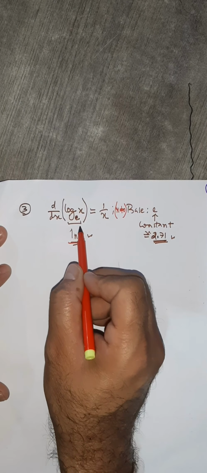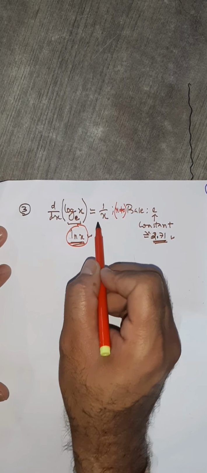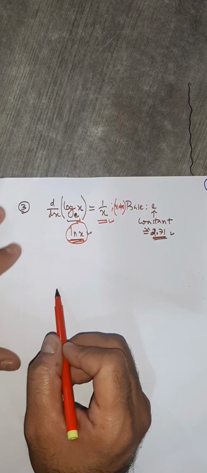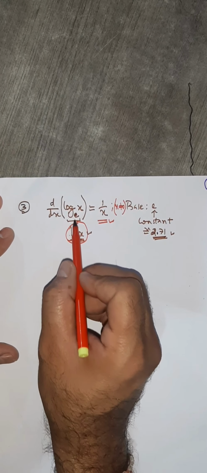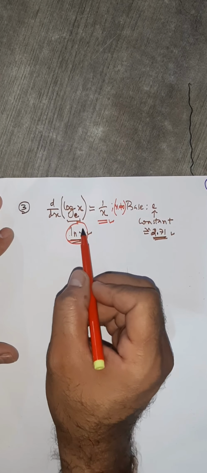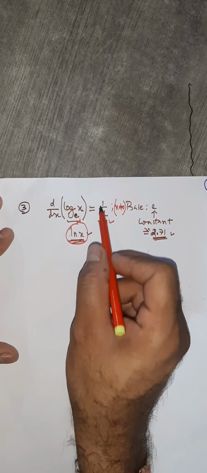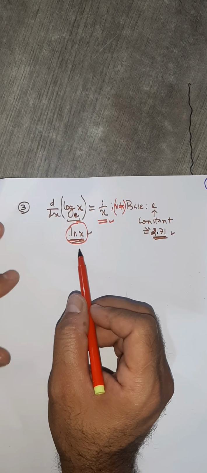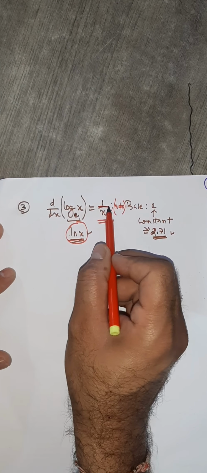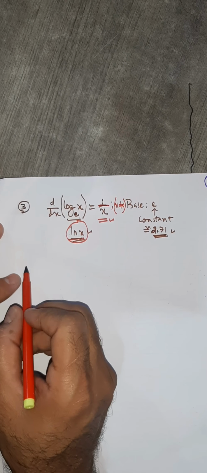The derivative of log x to the base e is sometimes denoted by ln x. And what's the derivative of ln x? 1 upon x. I'm stating this without proof. It can be proved by first principle.